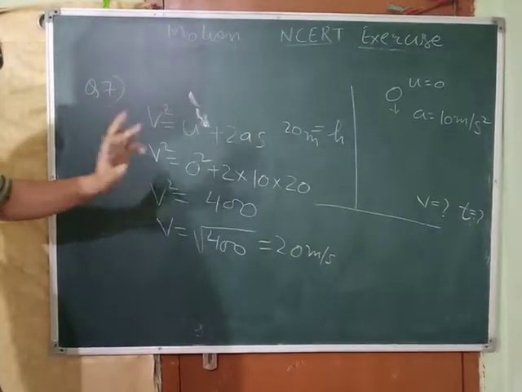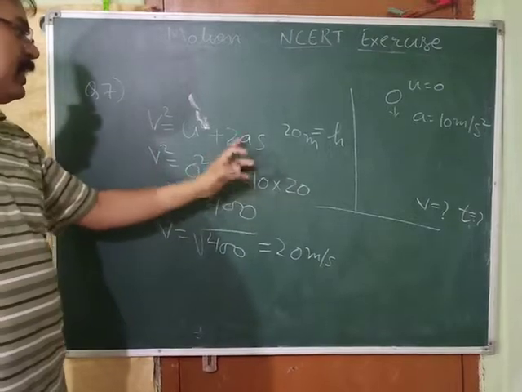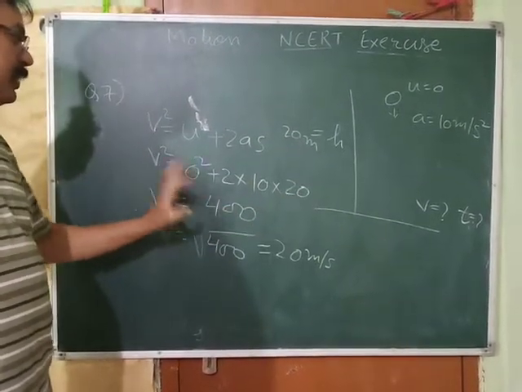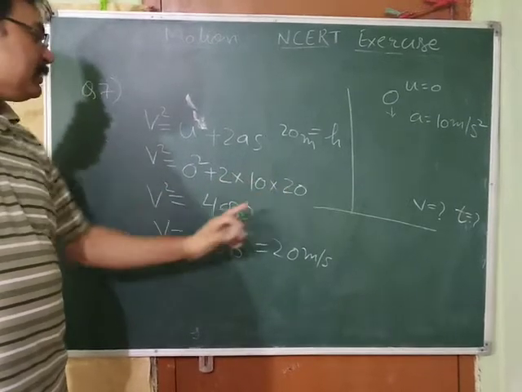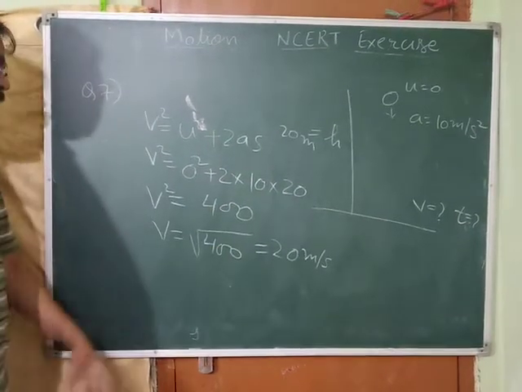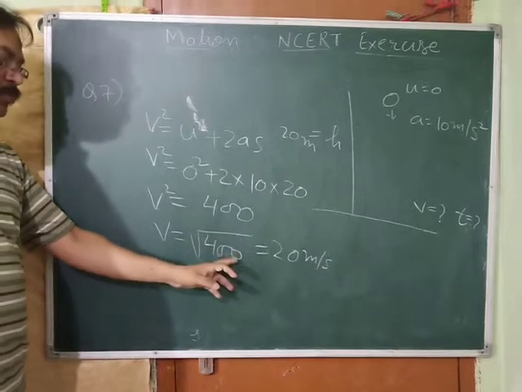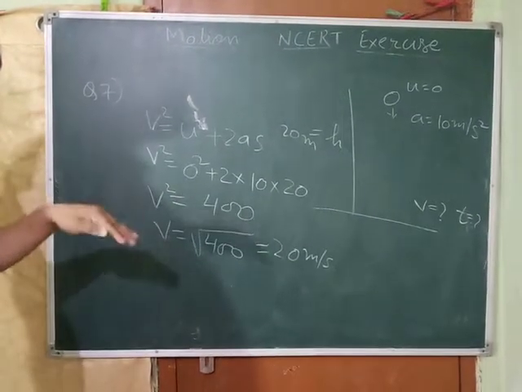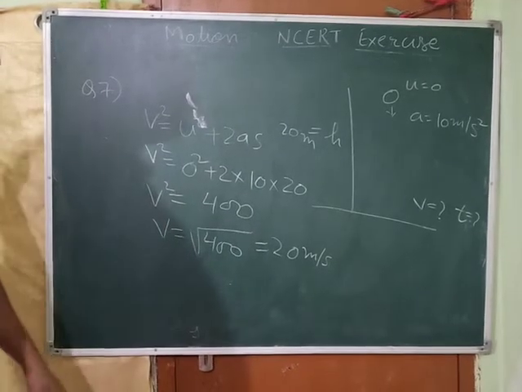Put the value of u, that is 0. 2 is as it is, a is 10, s is given, 20. So this is 0. 2 into 10 is 20, 20 into 20 is 400. v square is 400. So what is the value of v? Take the square root of this, you will get 20 meter per second. So it is going to strike the ground with the speed of 20 meter per second.